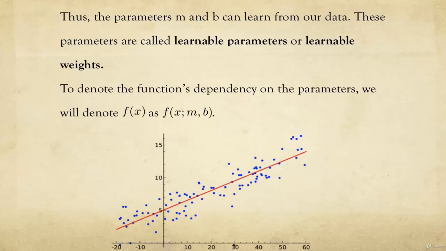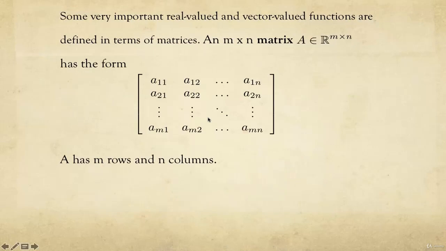And so, as we mentioned in lecture 1, we denote the dependency of f on these parameters by writing the parameters after the input, and we separate them using a semicolon. So for example here, f of x, semicolon, m b: x is the input, m and b are the parameters.